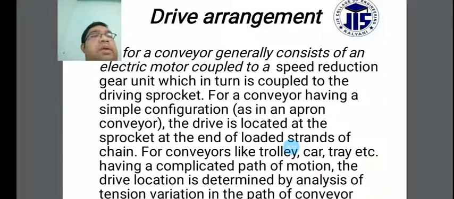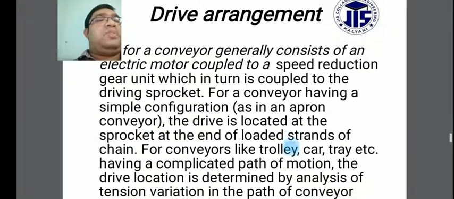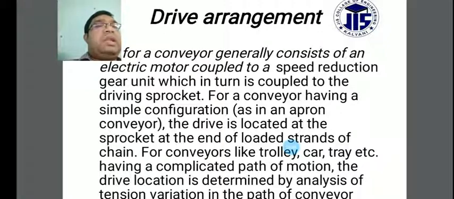variation, and this depends on the conveyors like trolley, car, tray, etc., having a complicated path, not an easy path of motion. This will be a very complicated path, and there are a few types you can see. This is circular, and in a few places you have straight lines, and also horizontal and round-up sections. These things you can also see, making it a complicated path of motions.